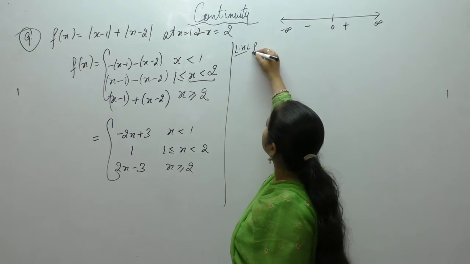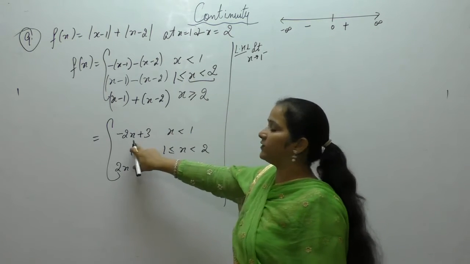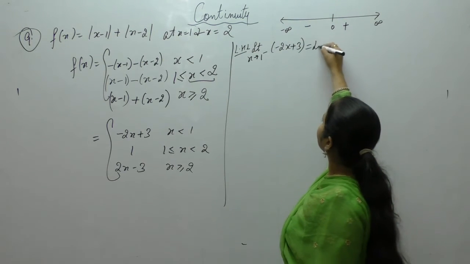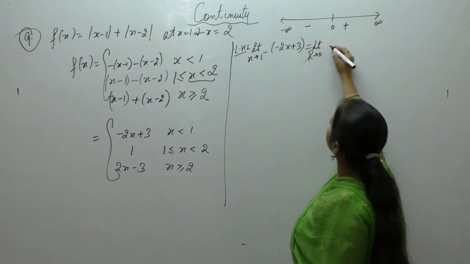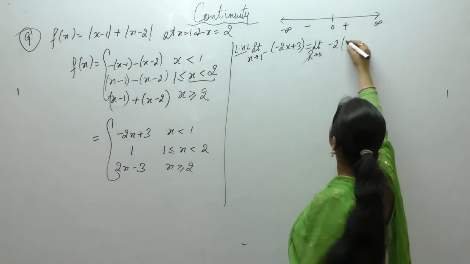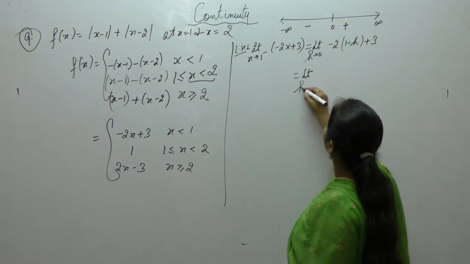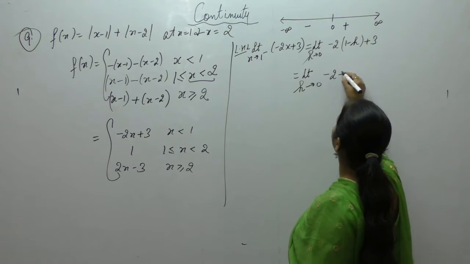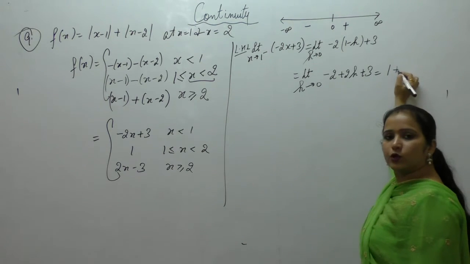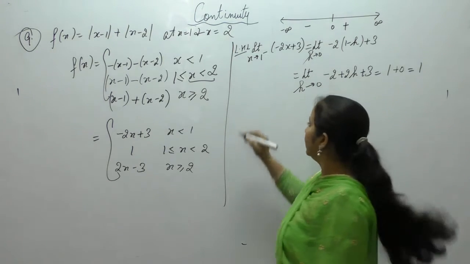Left hand limit at 1, negative. When x is less than 1, function has value minus 2x plus 3. We can write it as limit h tends to 0 of minus 2 into (1 minus h) plus 3. We can write it as limit h tends to 0 of minus 2 plus 2h plus 3. 3 minus 2 is 1. Put the limit h tends to 0. So we get the answer as 1. Now right hand limit.